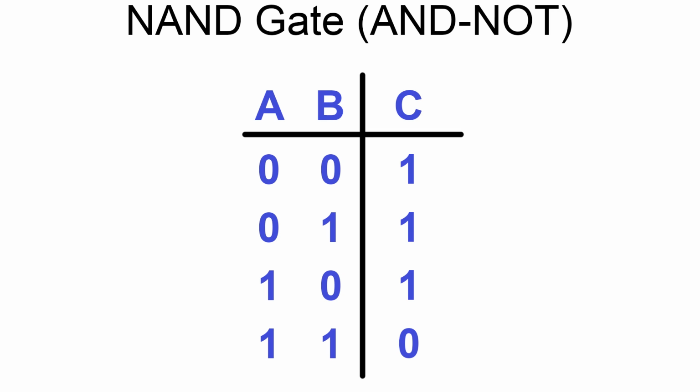Here's a truth table for a NAND, with my 4 possible values of A and B and my output C. So again, you can see that this is like an AND followed by a NOT. So only when all of the inputs, in this case my 2 inputs A and B, are 1, do I get a 0, and otherwise I get a 1.